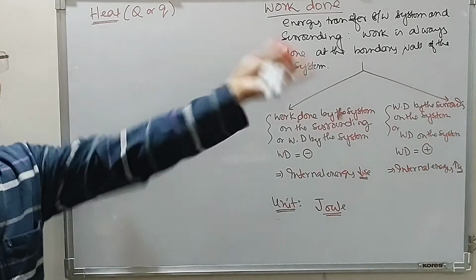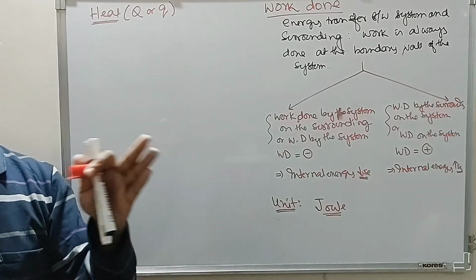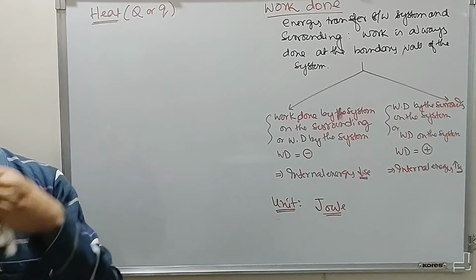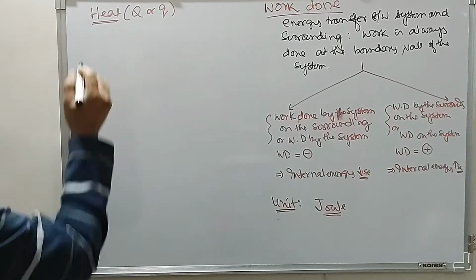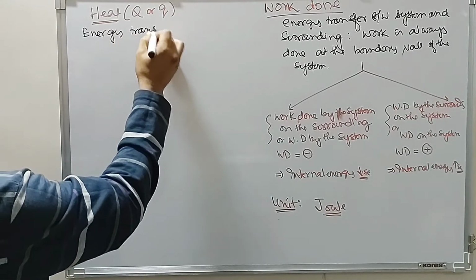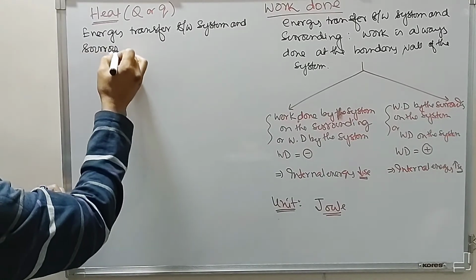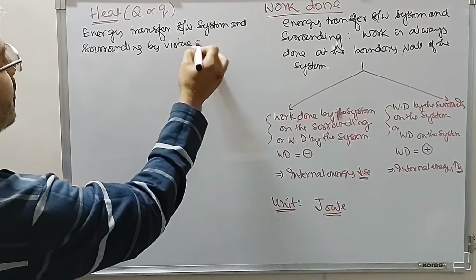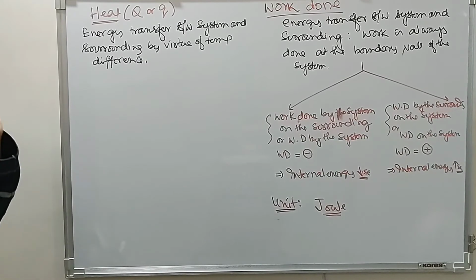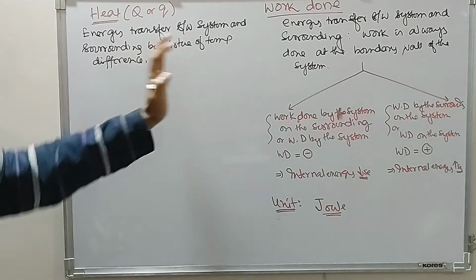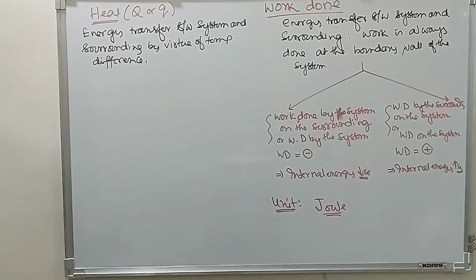So this heat is also energy transfer between system and surrounding, but by virtue of temperature difference between the system and surrounding. This energy flow occurs between the system and surrounding only when there exists a temperature difference. That is what we call heat. So heat is defined as the energy transfer between the system and surrounding by virtue of temperature difference.